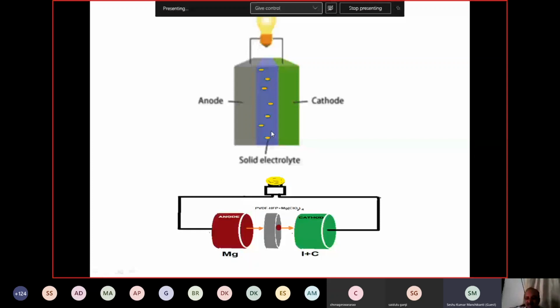So I explained that if you are taking PEO, lithium salt, and nanoparticle, right? When we add salt to that, what's happening? The lithium is coordinating with the oxygen of the polymer, because oxygen has lone pairs of electrons. The coordination is taking place there, right?